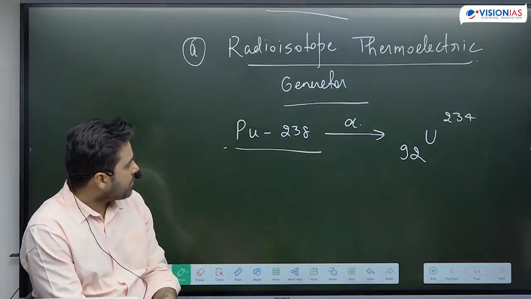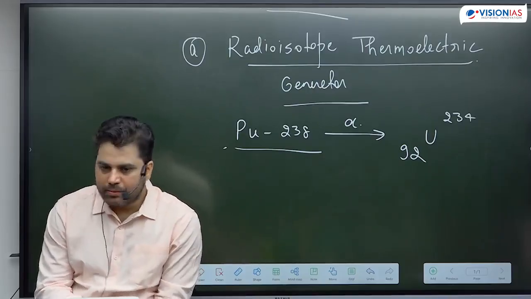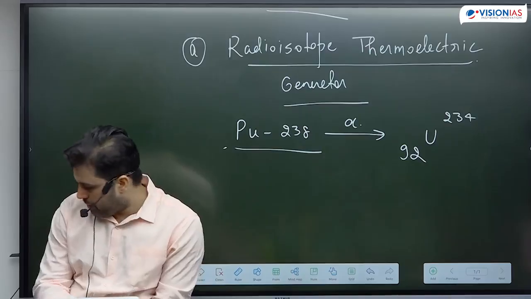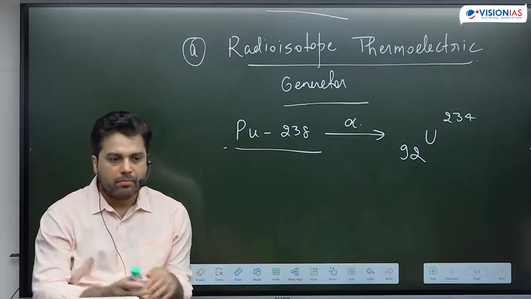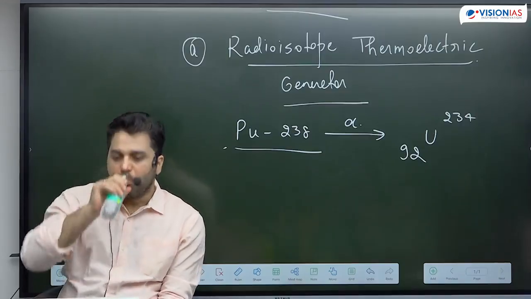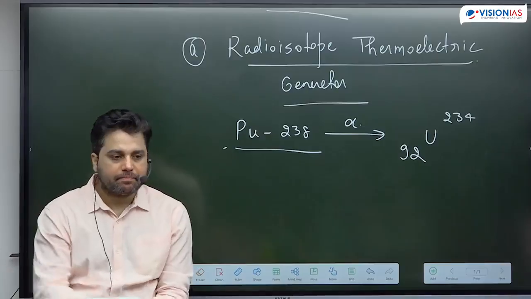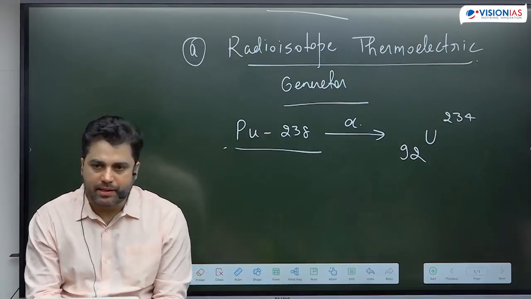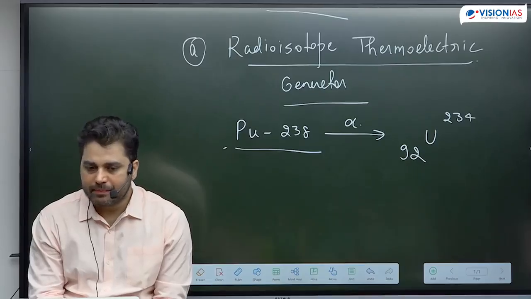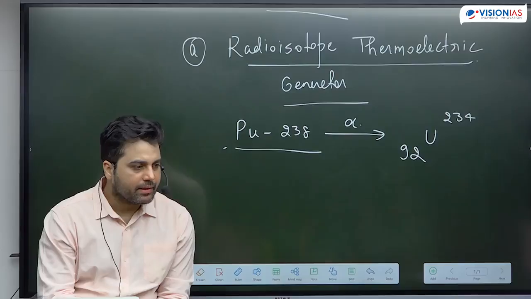RTG, radioisotope thermoelectric generator, utilizes decay of plutonium-238 to produce thermal energy, which can be converted into electrical energy.